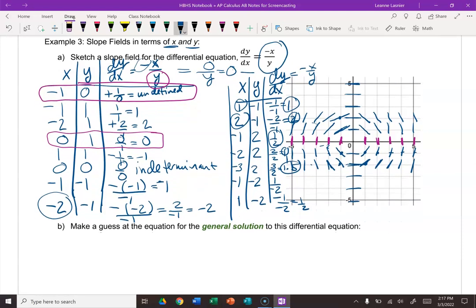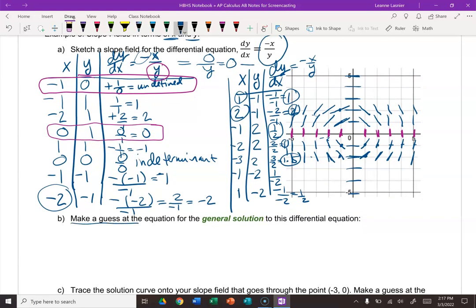But I wanted you to get a good visual of this one, which is why I thought we would do a few more and recognize some patterns, because I want you to make a guess at what you think the general solution to this differential equation, the one up here, might be. So I hope you're noticing that these are forming circles, right? And they get larger as you move further away from the center.